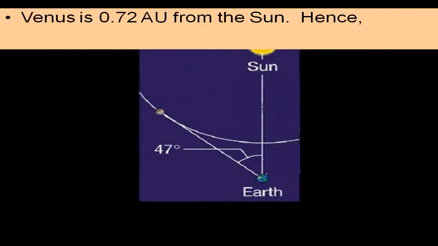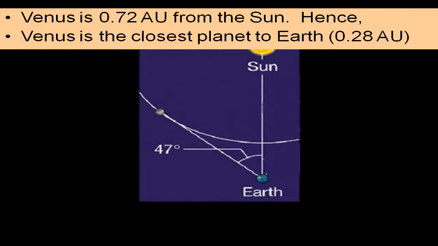Venus is 0.72 astronomical units from the Sun, so it's only about 70% of the Earth's sun distance from us. So it's the closest planet to Earth at its inferior conjunction.